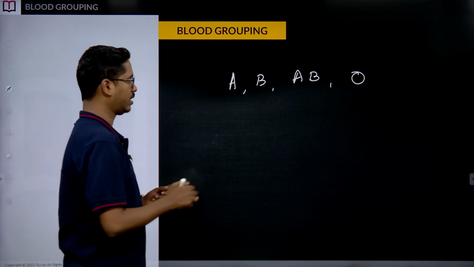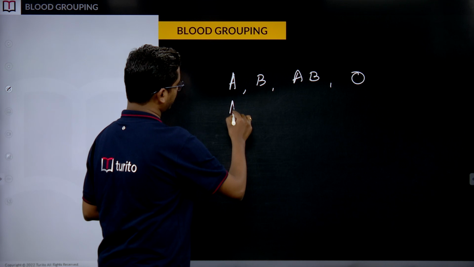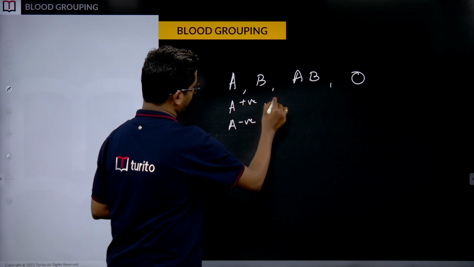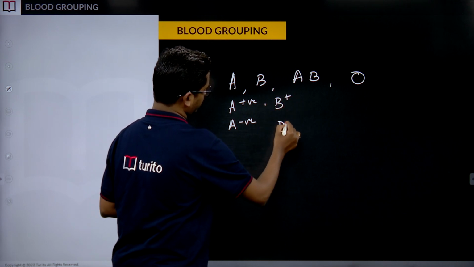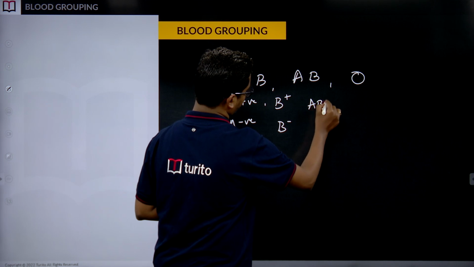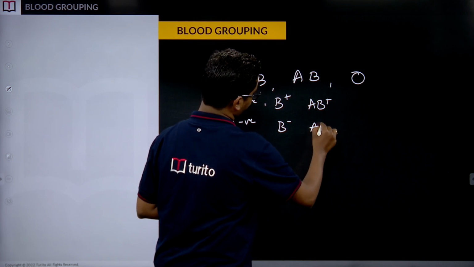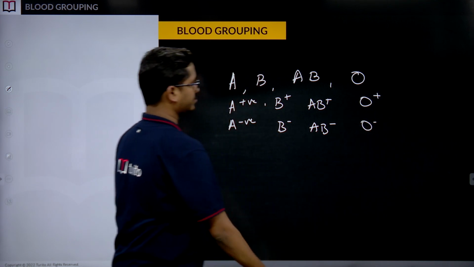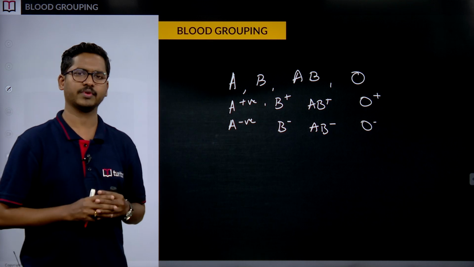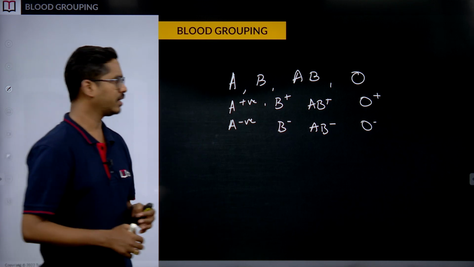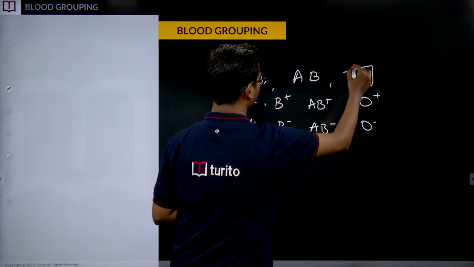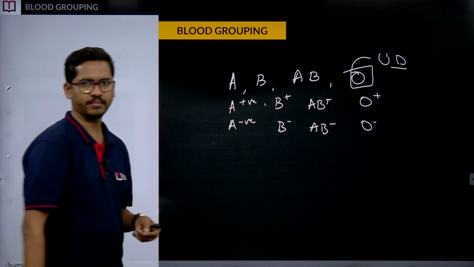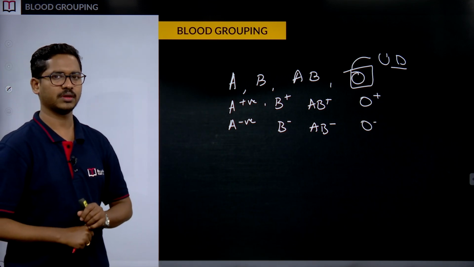I see children are dropping in A positive, A negative, at the same time B positive, B negative, and again AB positive and AB negative. The same goes for O positive and O negative. So, this is what you know so far, and you might know that it is the O group which is usually known as the universal donor. That is what we know, right?